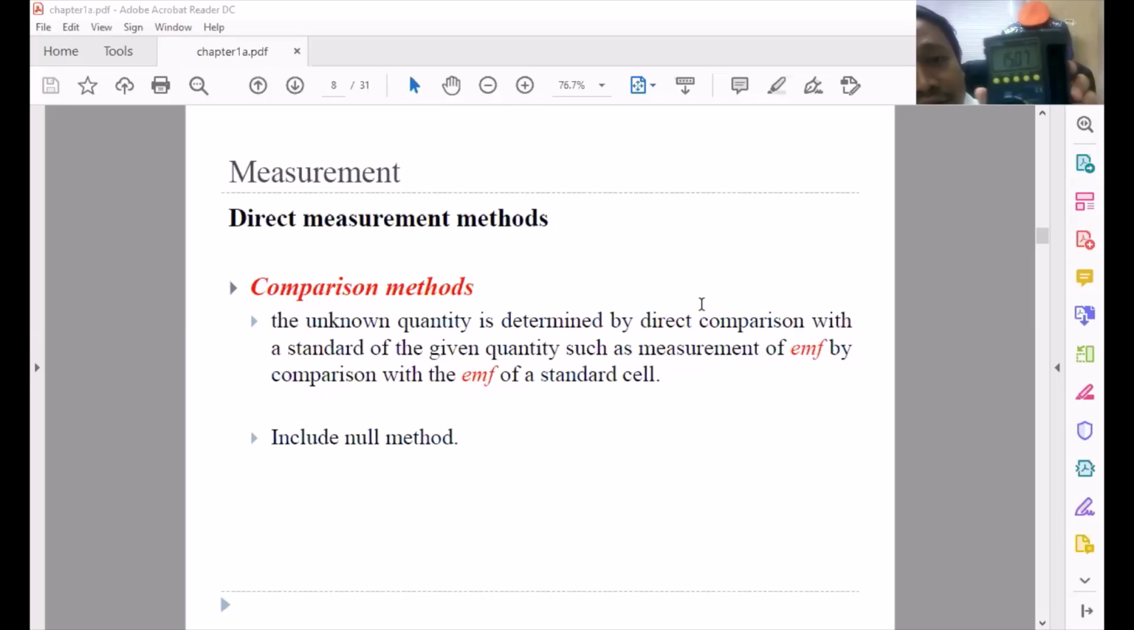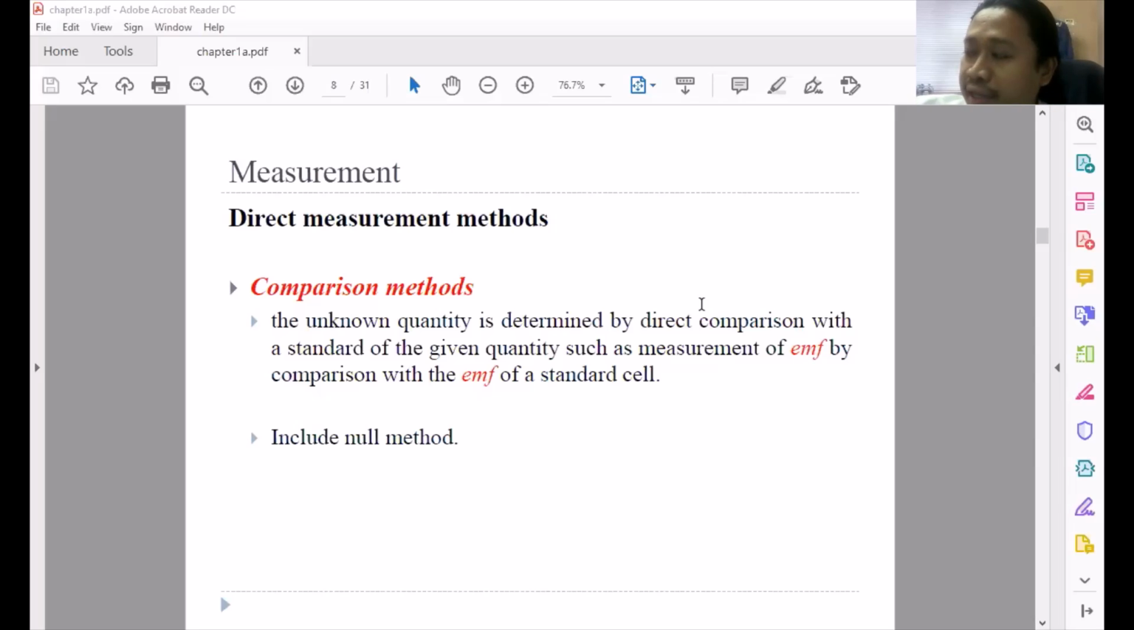All right, so the measurement will be 15.07 volts. That's what we call the comparison method. We measure and then compare with the standard. The standard cell will be 14.8 volts, but the measurement will be 15.07 volts. So here we have the error.